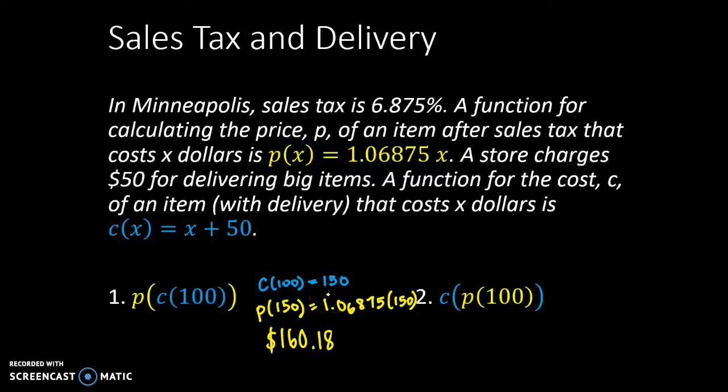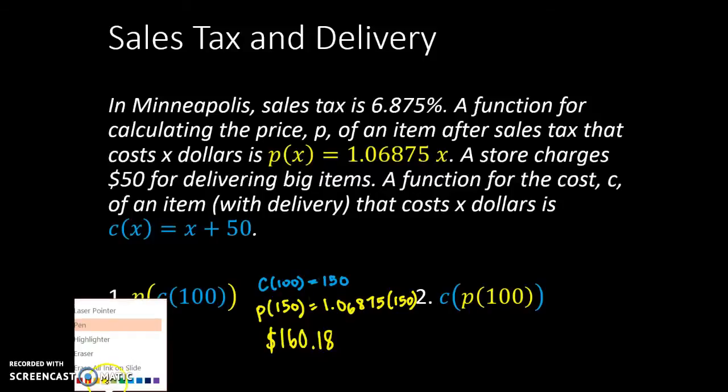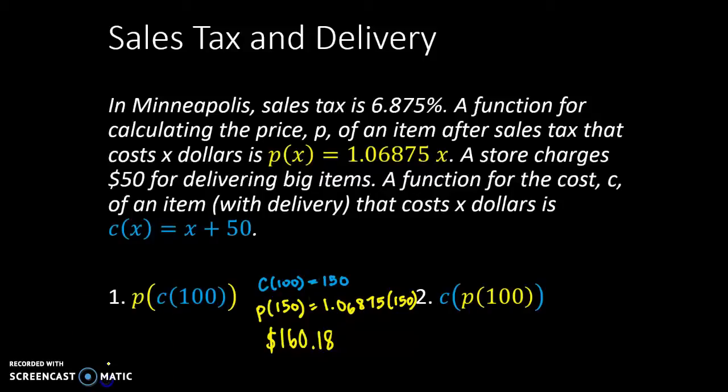And then the other question is, what is C of P of 100? And maybe at first you think, well, they must be the same thing. But P of 100 means I'm going to pay the sales tax first, and then I'm going to pay for delivery. So I'm going to do the sales tax function. I'm going to do P of 100. Since that's multiplying a decimal by 100, I just actually move the decimal place. So that'd be 106.88 if I round it for money.